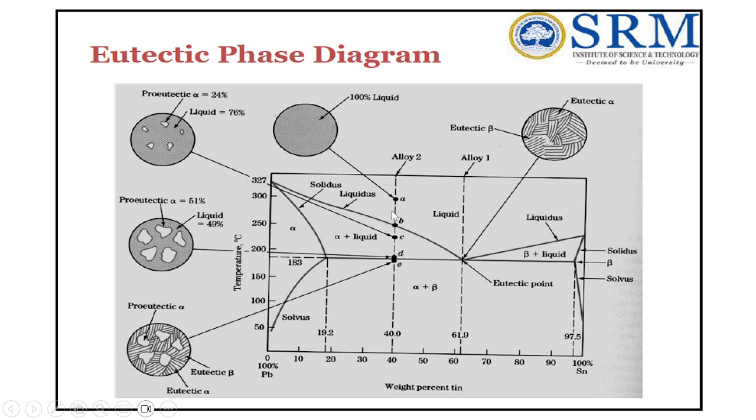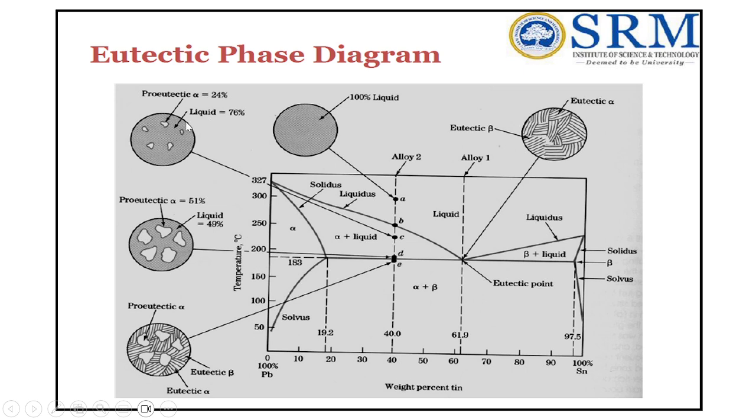Right. So in order to explain this diagram, we have to draw a vertical line at any point. At the point A, it will be 100% liquid. As the time passes, the temperature goes on decreasing until it touches a point B, after which the crystals of alpha start to solidify from the liquid. It continues, and you can see the point B and point C.